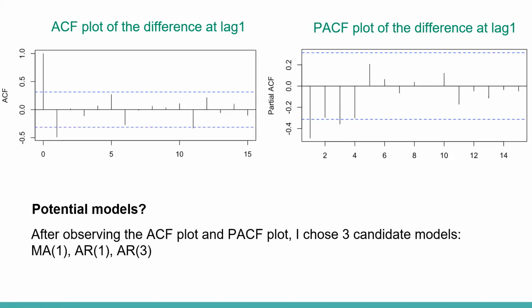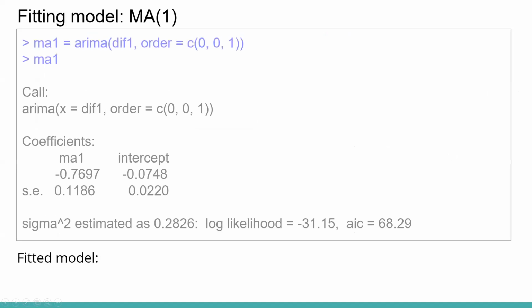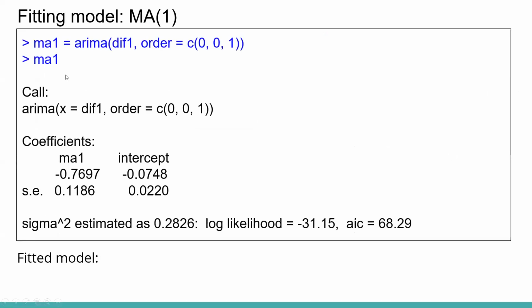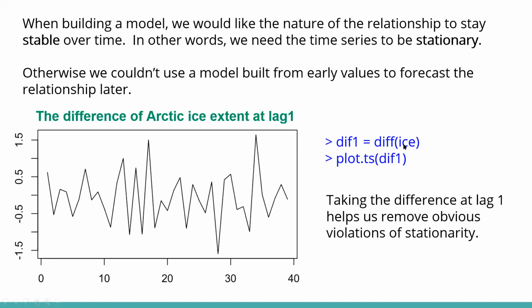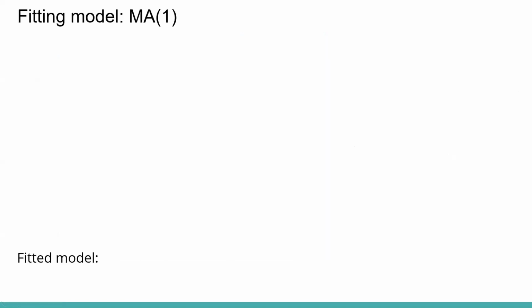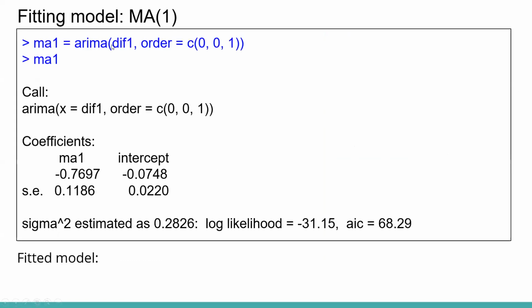Okay, let's start with the first one. The first one is MA1. Starting with the first one, don't forget that we've differenced our data. We're still using the data on the eyes. We difference that. Now, we want to estimate the MA of order 1. We have estimated it, and this is the result. Can you see? This is going to be 0, 0, 1, so that is an MA of order 1.